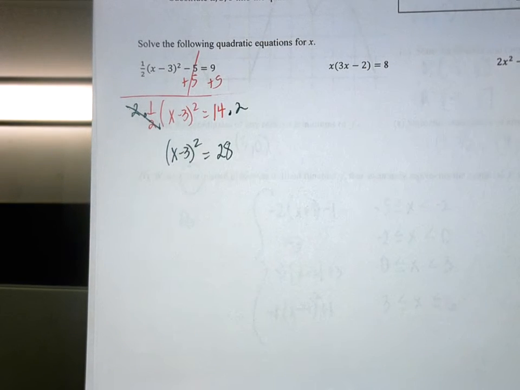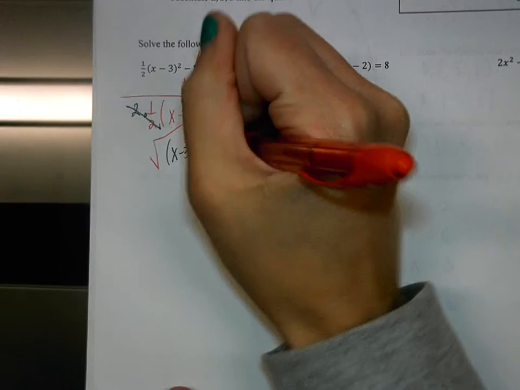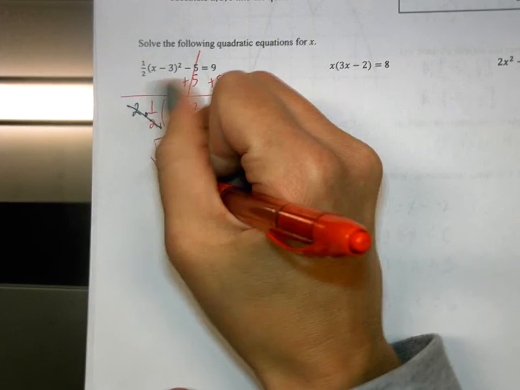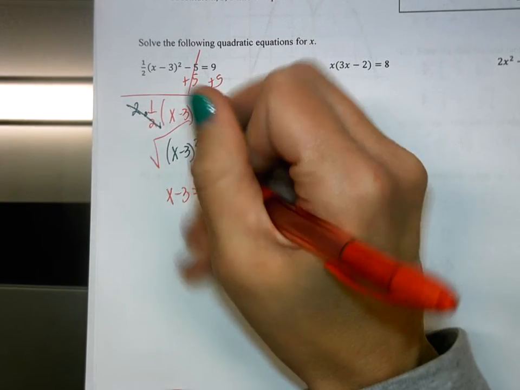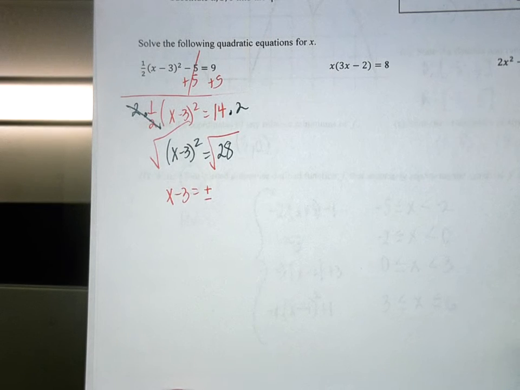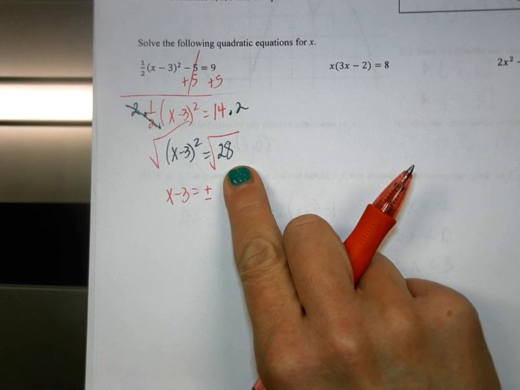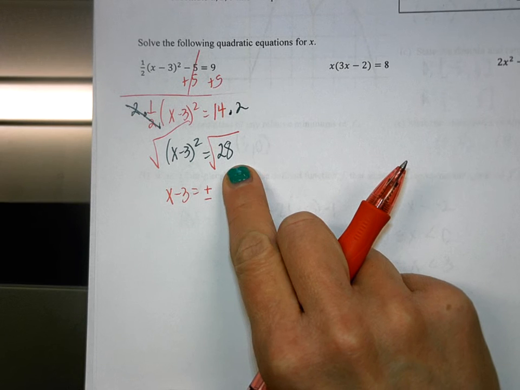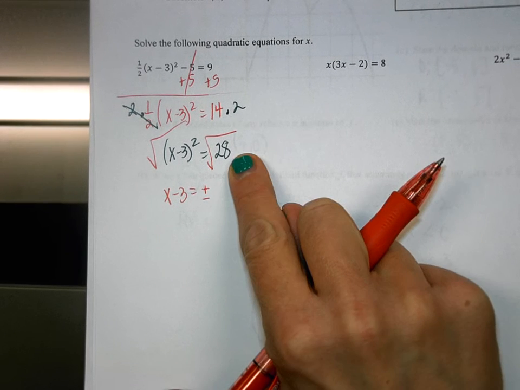Okay, now how do I get rid of the square? Very good. So we take the square root of both sides, which means I get x minus 3 equals, and because I made a square root, it's going to be plus or minus. Okay? Now, if this was the square root of 25, I know the answer would be 5. But 28 is not a perfect square. So we need to break it down and simplify if we can, though.